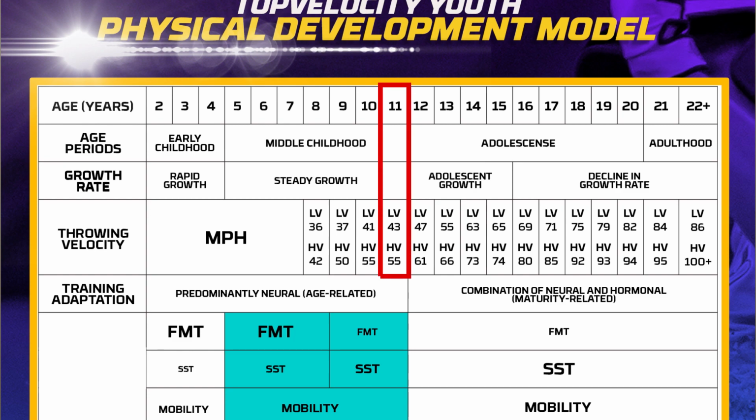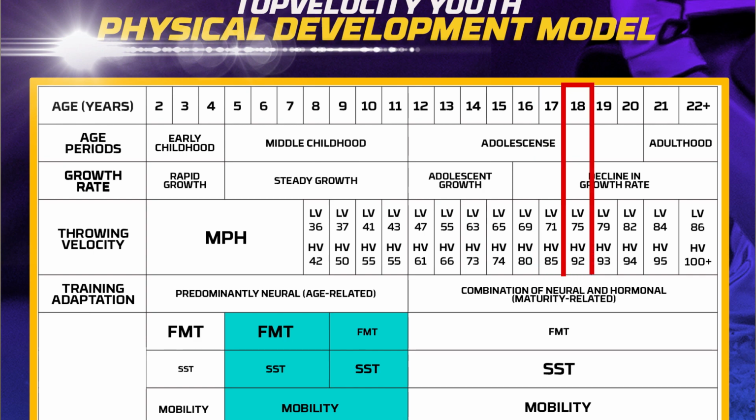Age 11, low velocity 43, high velocity 55. Age 12, low velocity 47, high velocity 61. Age 13, low velocity 55, high velocity 66. Age 14, low velocity 63, high velocity 73. Age 15, low velocity 65, high velocity 74. Age 16, low velocity 69, high velocity 80. Age 17, low velocity 71, high velocity 85.